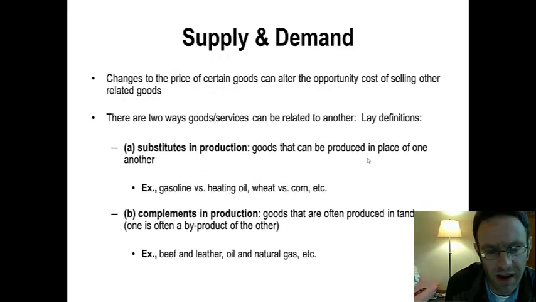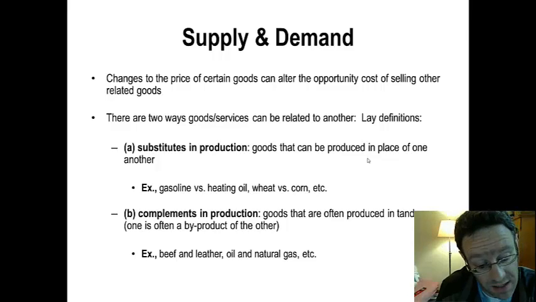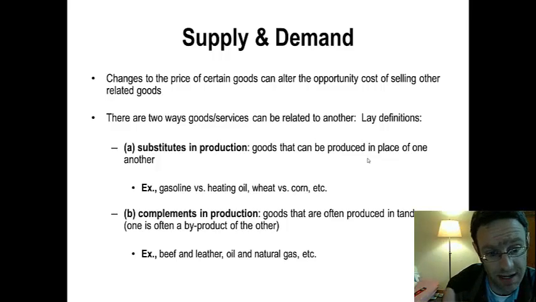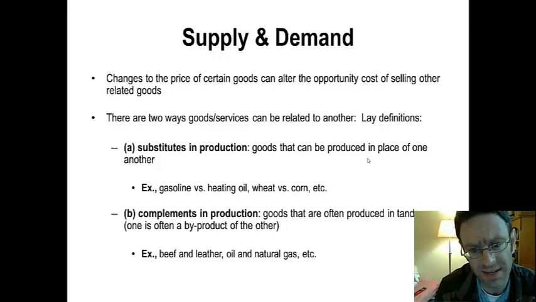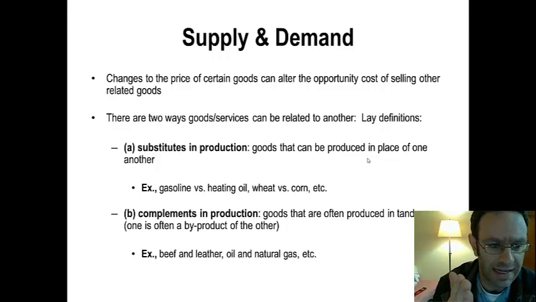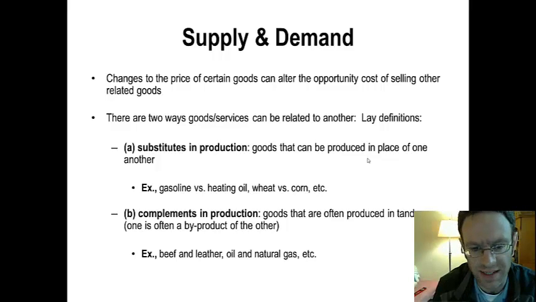Next is the price of related goods. When talking about how goods are related to one another, at least in the production sense, we have both substitutes and complements in production. Think of substitutes in production as commodities that can be easily produced in exchange for one another. So, corn versus wheat if you're a farmer, or diesel gasoline versus regular unleaded gasoline if you're a refinery. These will be substitutes in production. It doesn't take much to exchange production from one type of commodity and move it over to the other.